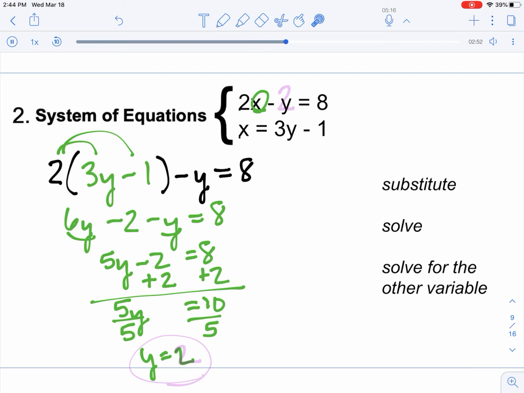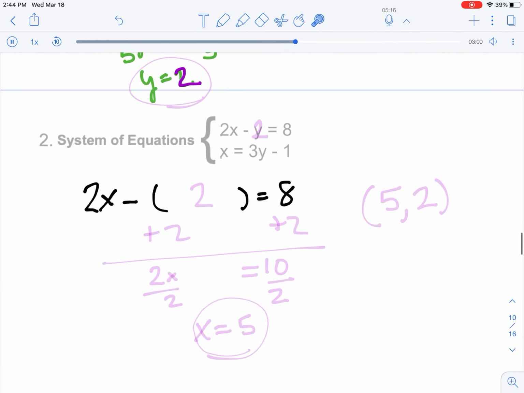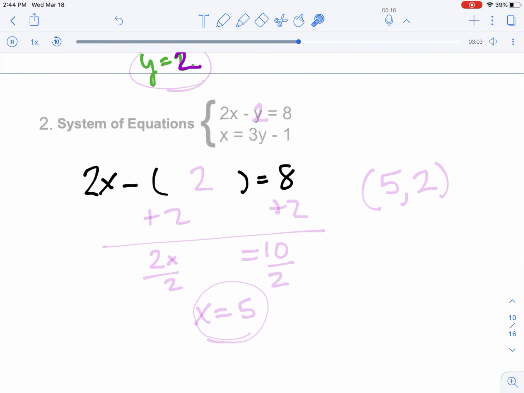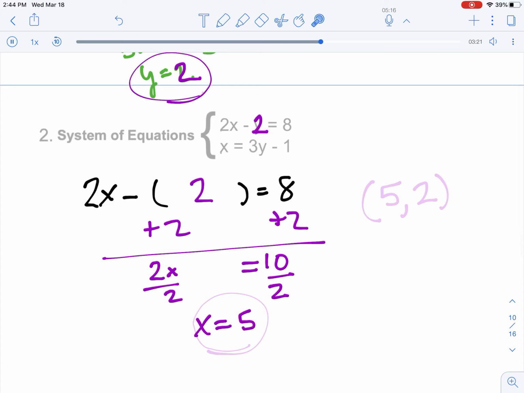Now that I know y is 2, I'm going to replace the y in the equation with 2. So I have this top equation here, 2x minus y equals 8, and I know that y is 2. So I'll go ahead and solve that. So add 2 to both sides. 2x equals 10. And that gives me x equals 5. So together with y equals 2 and x equals 5, the solution is going to be the ordered pair 5, 2.